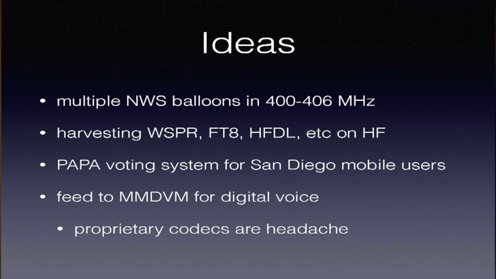So I had this idea: if I've got a receiver that can receive all the PAPA repeaters at once, just have it automatically pick whichever one is the strongest. You can do this every 20 milliseconds.